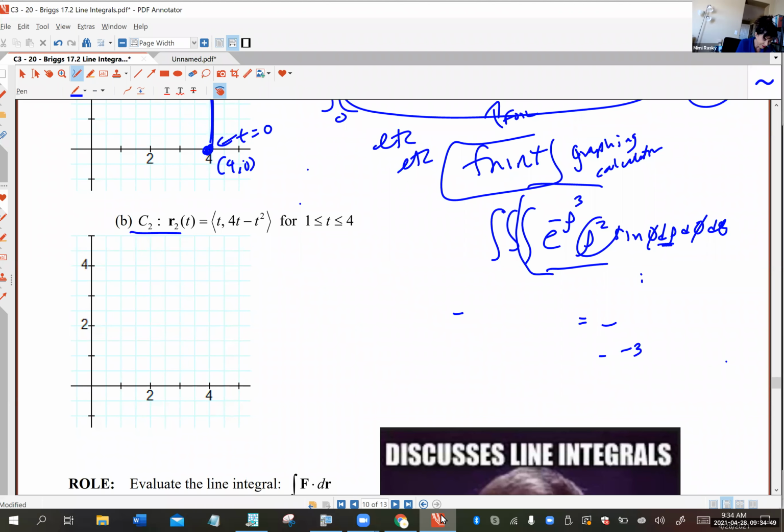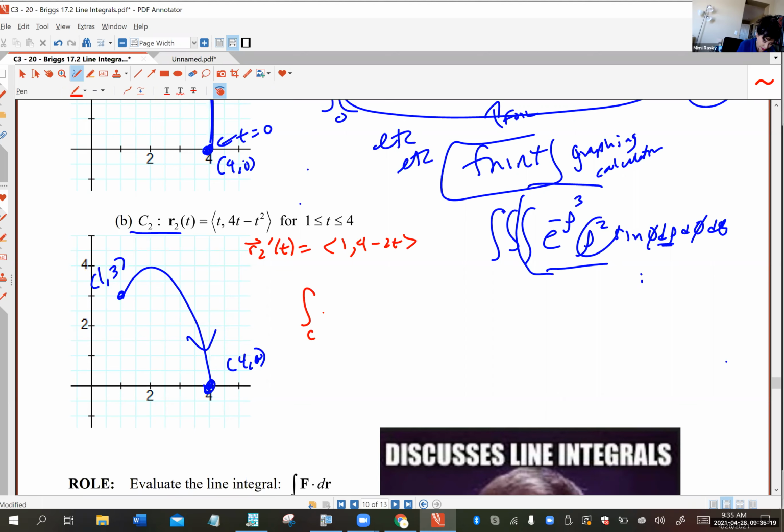Did you catch that? So it starts here at the point (1, 3) and ends down here at the point (4, 0). Okay, so is the answer going to be any different? Well, let's see. Same vector field and everything. So if you get your r prime, because you're going to need it, this r2 prime is 1 comma 4 minus 2t. Okay, so then this line integral, which is F dot dr, becomes this integral.